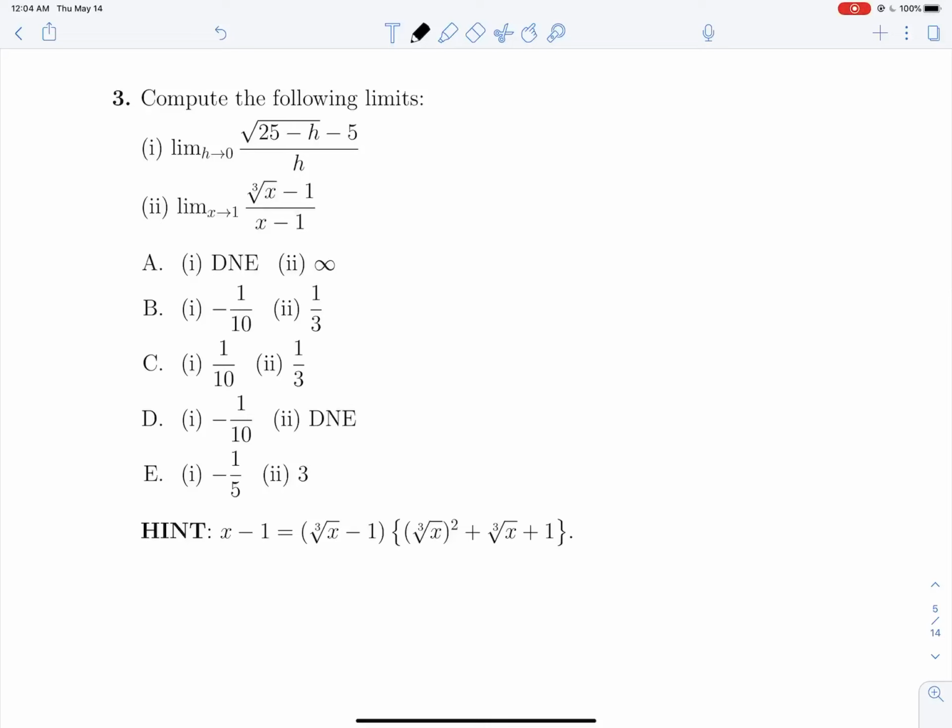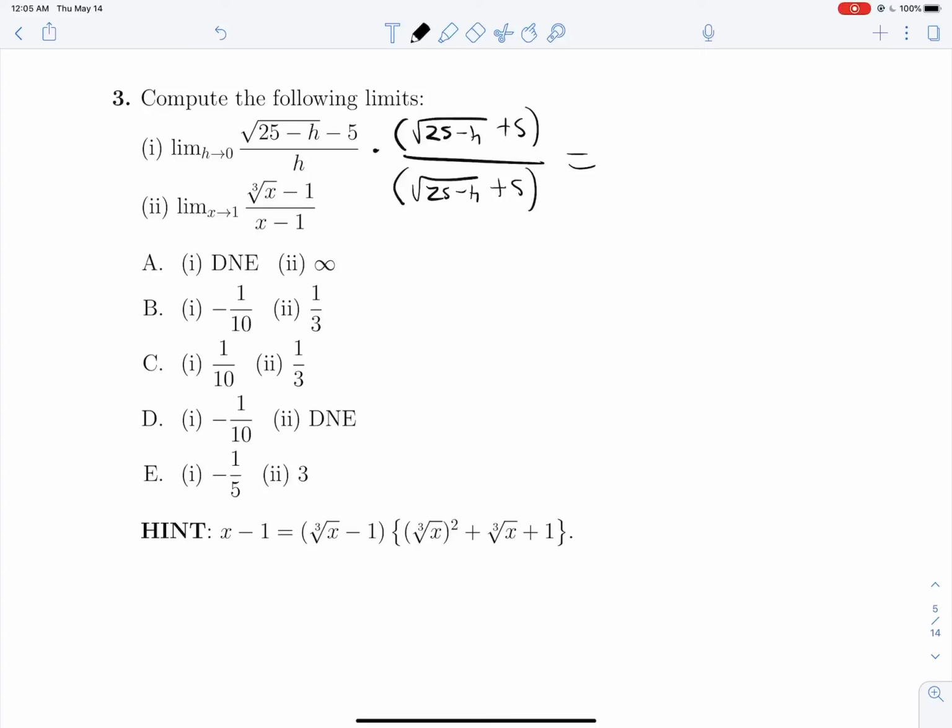Question 3, let's compute the following limits. Whenever you see some square roots running around in both of these questions, we are going to multiply both the top and the bottom by the conjugate of this expression right here. And what that means is multiplying not by root 25 minus h minus 5, but we'll change that to a plus. So we're multiplying by root 25 minus h plus 5 on the top and root 25 minus h plus 5 on the bottom, just to keep things even.